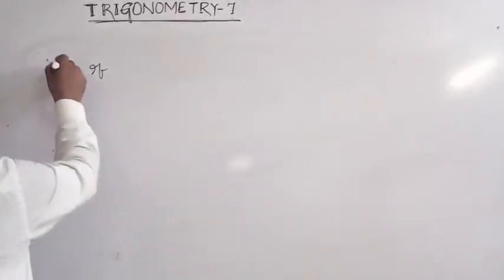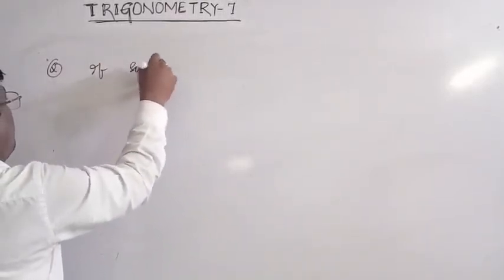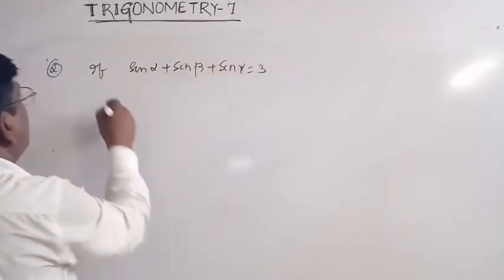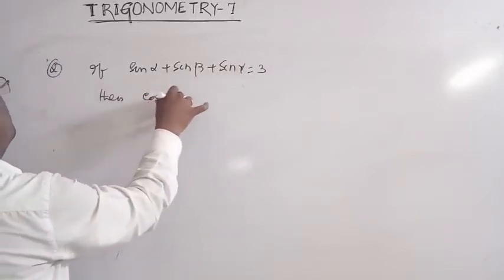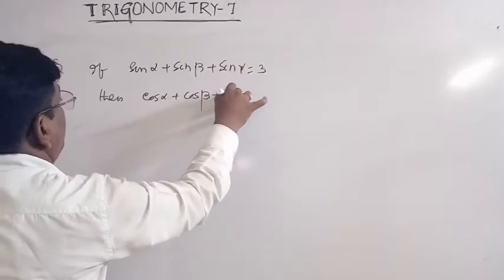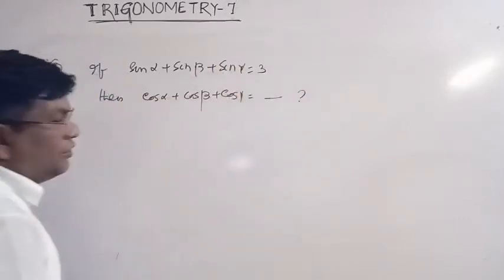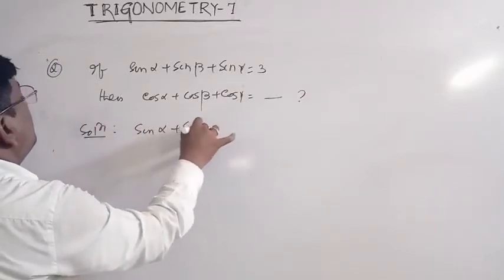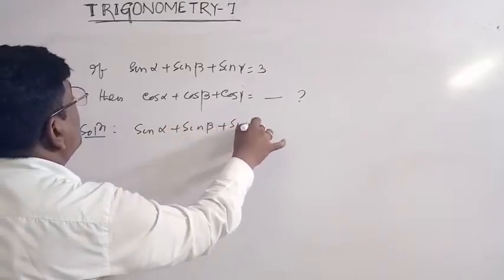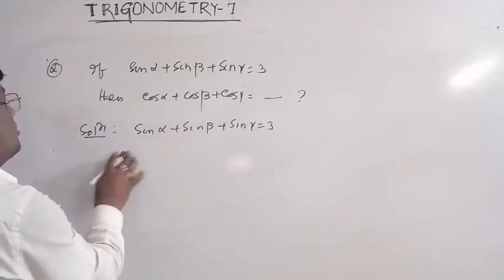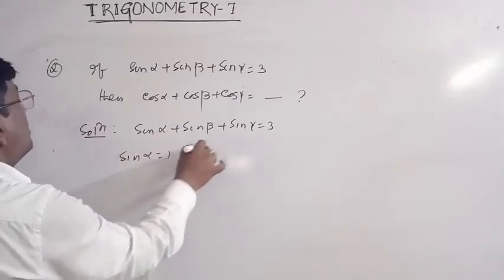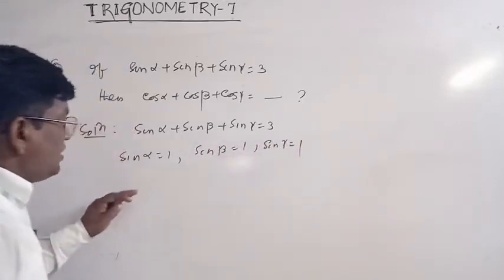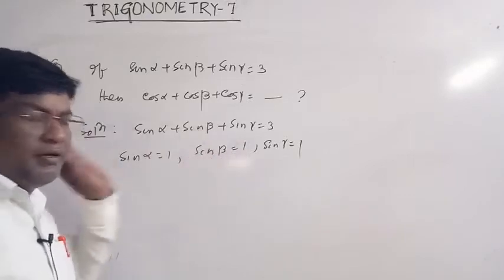One question: if sin alpha plus sin beta plus sin gamma is equal to 3, then cos alpha plus cos beta plus cos gamma is equal to dash. Okay, so the solution is: sin alpha plus sin beta plus sin gamma is equal to 3, so sin alpha equals 1, sin beta is equal to 1, sin gamma equal to 1. This is valid for only sin and cos, each term is 1.